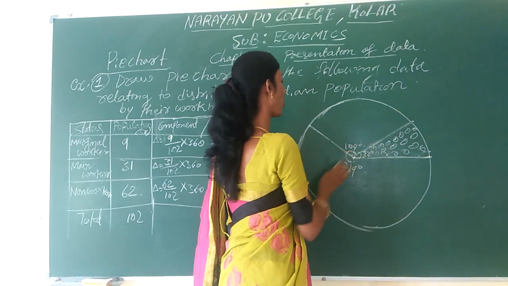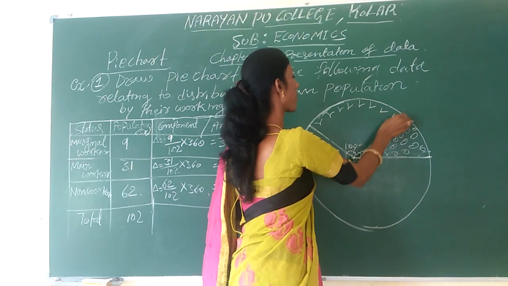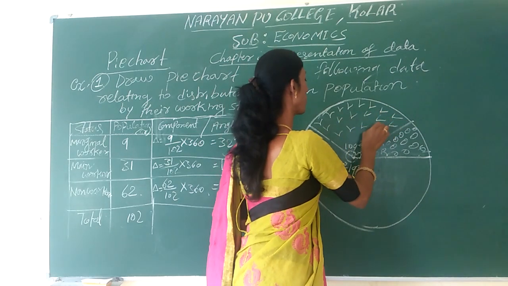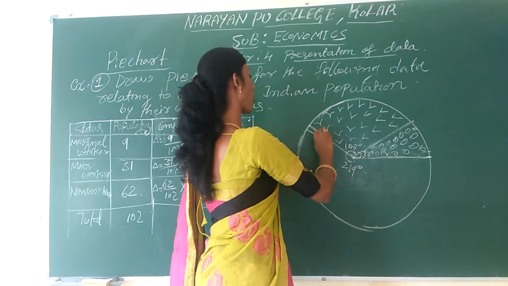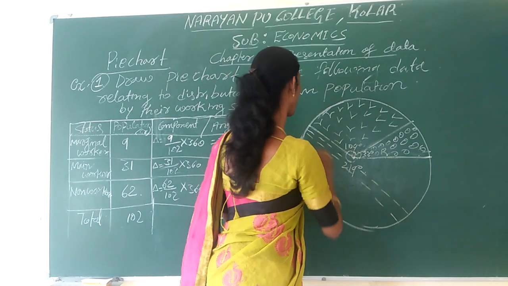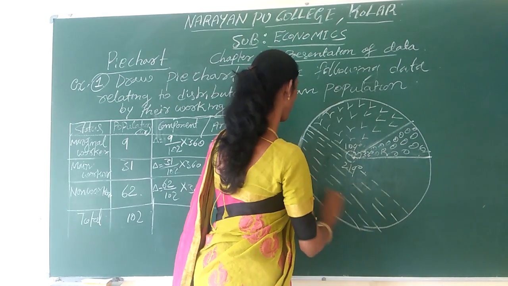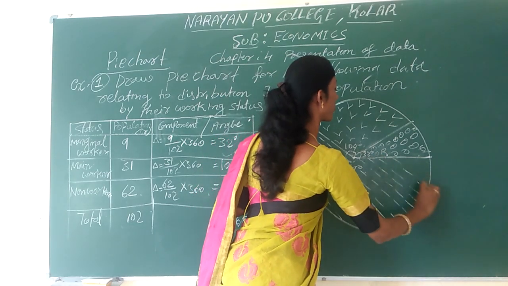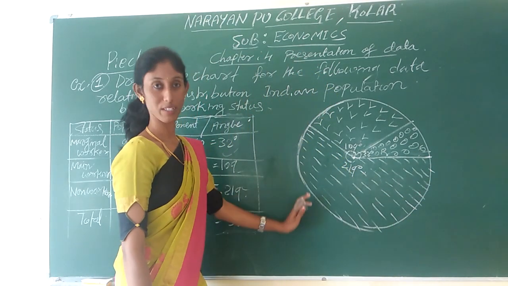And here 109 we will be giving plain board. Next, rainy dots. Got it? This is how to draw the pie chart.